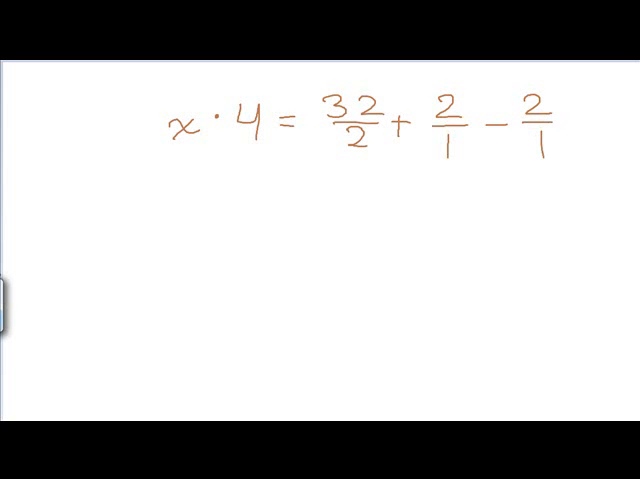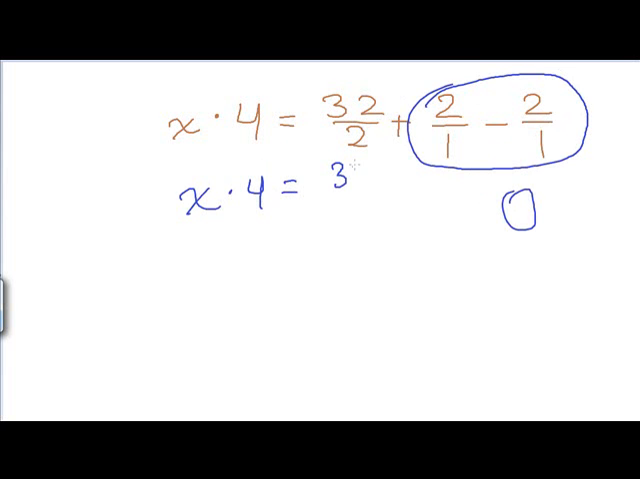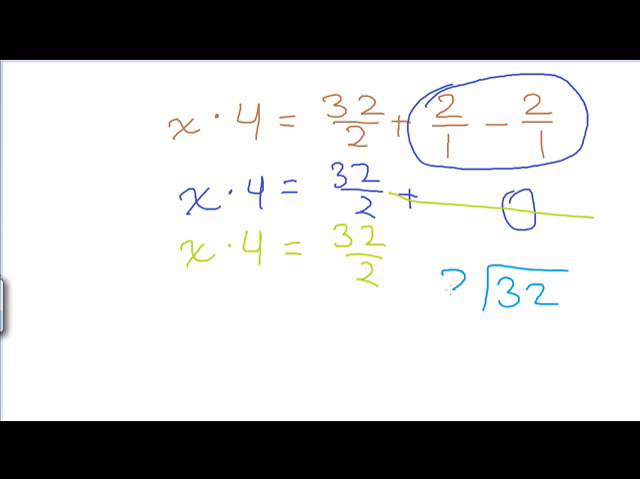You already know that 2 over 1 minus 2 over 1 is 0. So the only thing that you have left is x times 4 equals 32 over 2 plus 0. Well, you can just cancel out the plus 0. You don't really need it. So you're left with x times 4 equals 32 over 2. Now what you need to do is simplify this 32 over 2. So what you would do is literally 32 divided by 2.